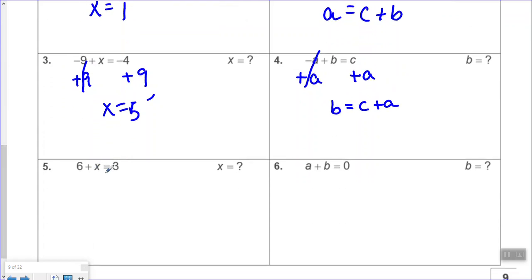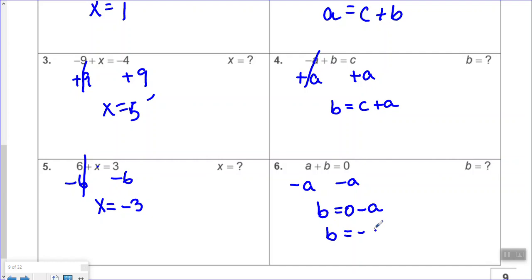Okay, 6 plus x equals 3. To find x, you subtract 6 on both sides. x equals 3 minus 6, which is negative 3. Now a plus b equals 0. You want to solve for b. Subtract a on both sides. b equals 0 minus a, so b equals negative a.